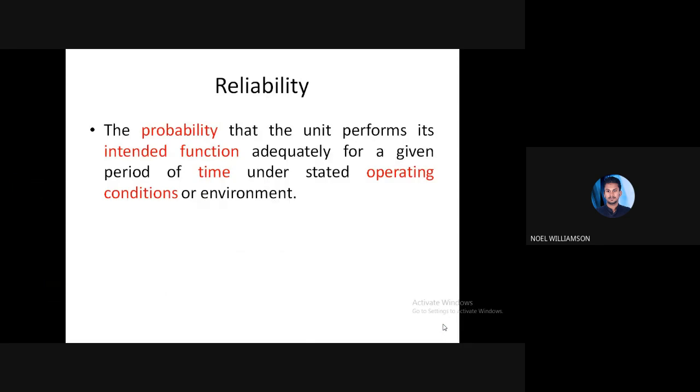So what is reliability? Reliability actually contains 4 elements: probability, intended function, time, and operating condition. So this is the main definition. Reliability is the probability that a unit performs its intended function adequately for a given period of time under the stated operating condition or environment.